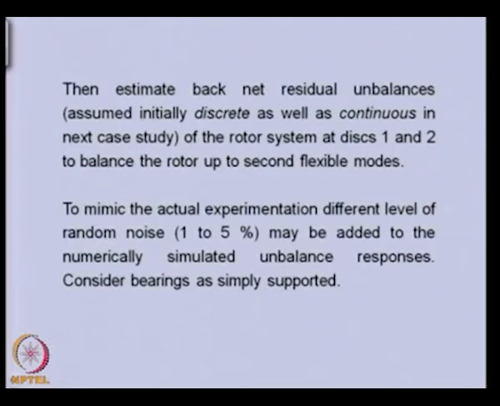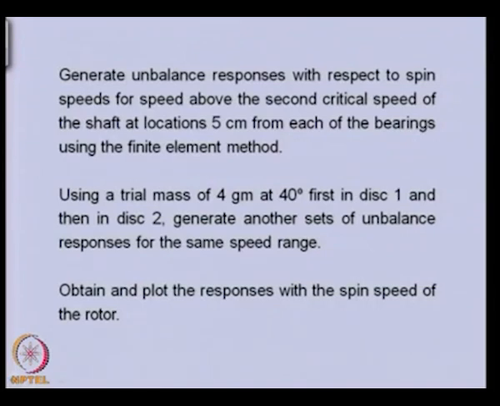Now, apart from this, some more information regarding the simulation. We will be generating the response above the second critical speed, and we will be showing the response at a location on the shaft which is 5 centimeters away from the bearing. So, near the bearing, whatever response we capture from the finite element formulation, we will be plotting to illustrate the influence coefficient method. These are the trial masses which we will be using, which are given in the table also.